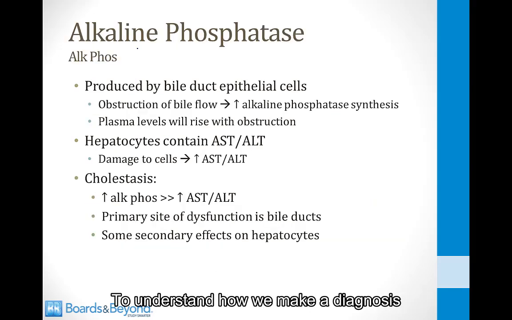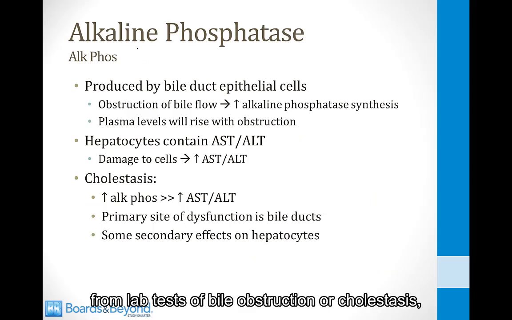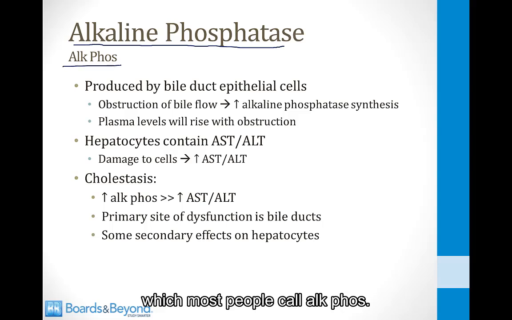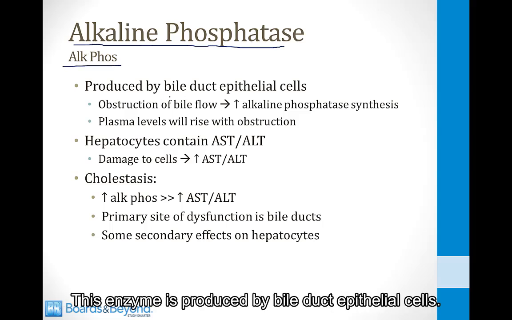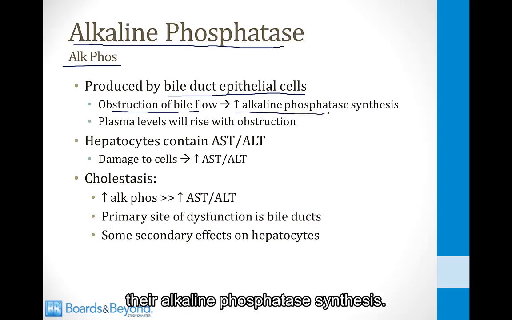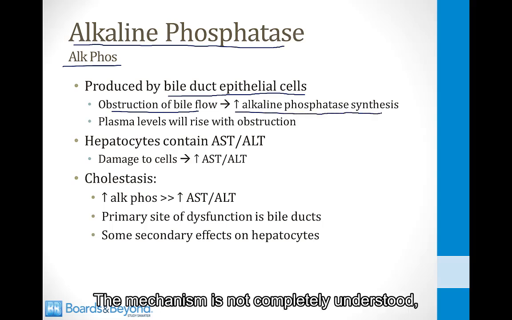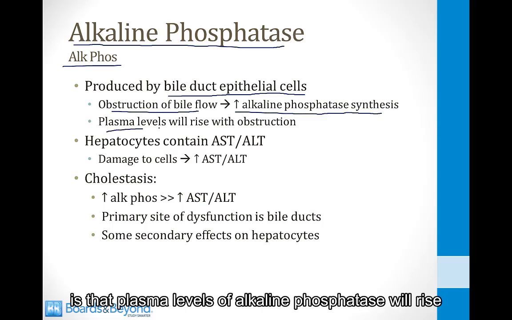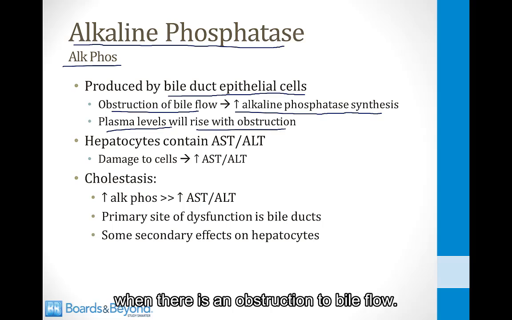To understand how we make a diagnosis from lab tests of bile obstruction or cholestasis, you need to understand the enzyme alkaline phosphatase, which most people call ALK-Phos. This enzyme is produced by bile duct epithelial cells, and when there is obstruction of bile flow, these cells will increase their alkaline phosphatase synthesis. The mechanism is not completely understood, but what you will see clinically is that plasma levels of alkaline phosphatase will rise when there is an obstruction to bile flow.